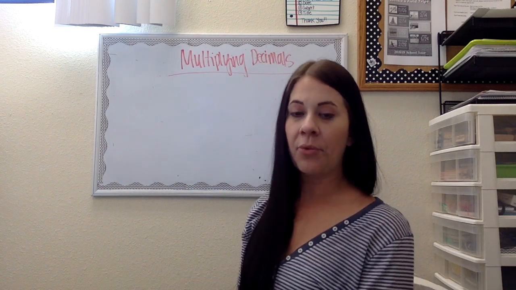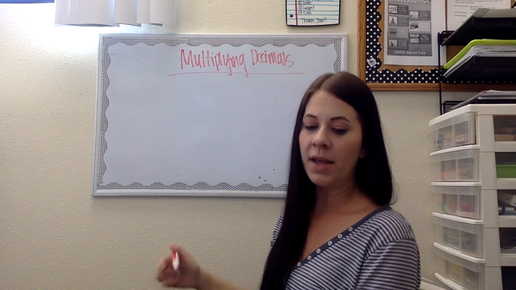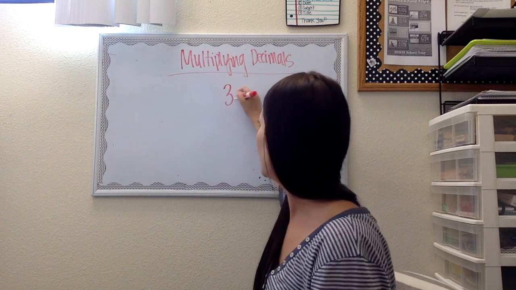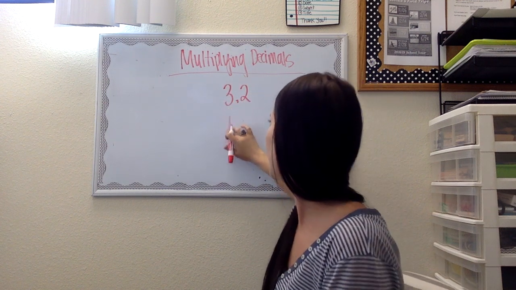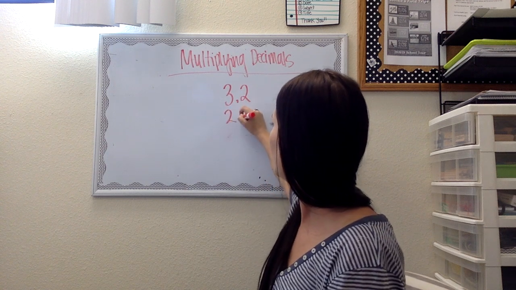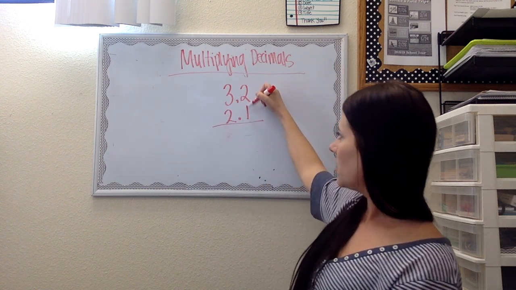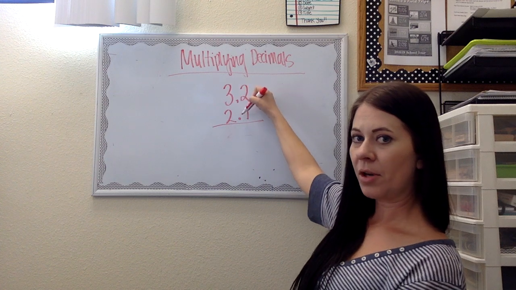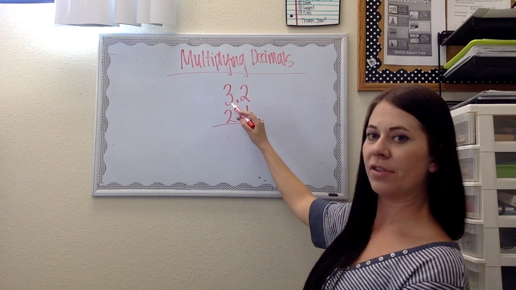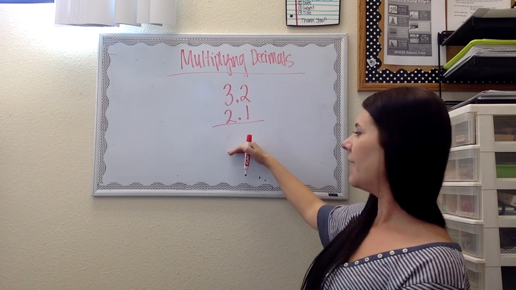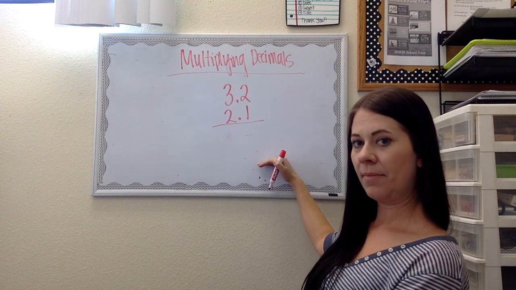So the problem is 3.2 times 2.1, but I'm going to go ahead and just write it like this because there's no reason to write it twice if I don't have to. Times 2.1. So I'm going to multiply the 1 by everything, then I'm going to cross it out and put a 0 as a placeholder, and then I'm going to multiply the 2 by everything, then I'm going to add and count my decimals in.